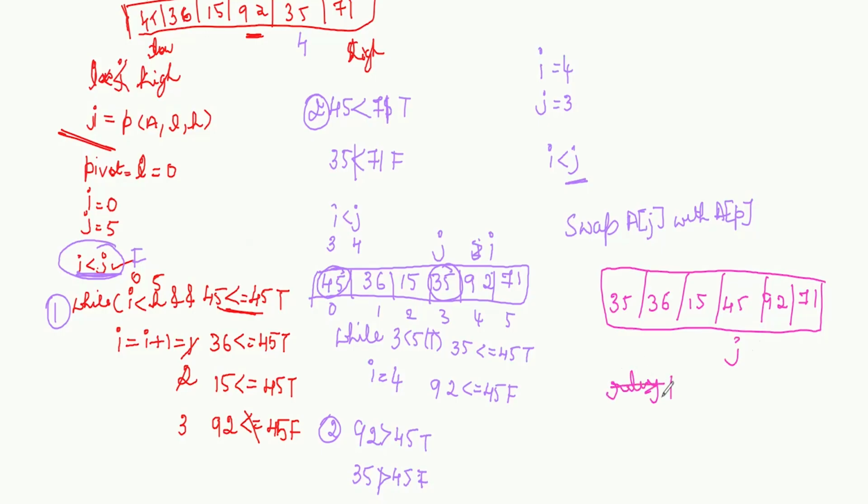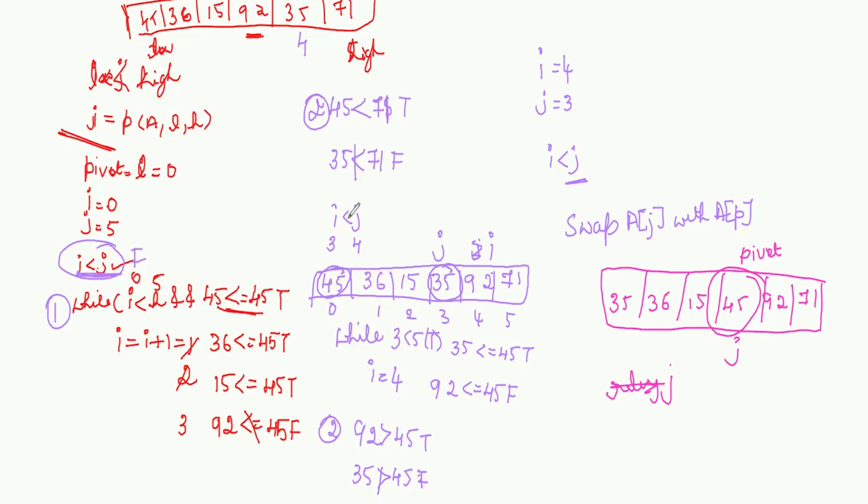Return j. Now, what is this j? J is nothing but the position of the pivot value. So, as you can see, my pivot element has reached its correct position. All the elements which are less than it are on the left hand side, all the elements greater than it are on the right hand side, and we can clearly see that it has reached its correct position. Now what is going to happen next?